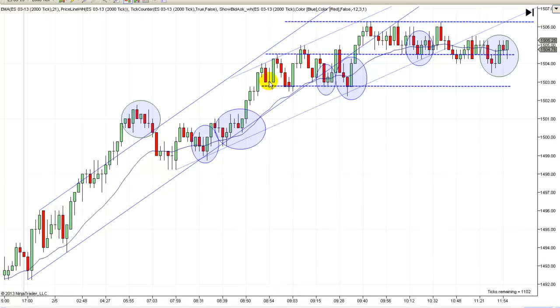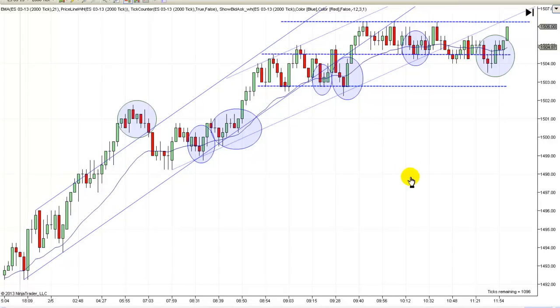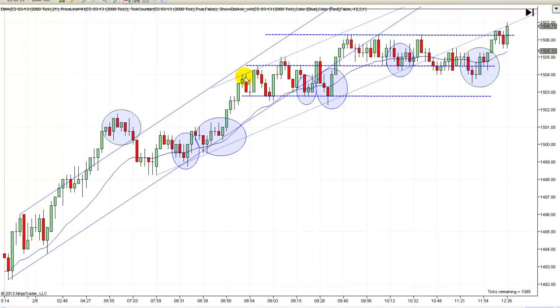You wouldn't want to exit here necessarily because of the overlap, but when we went higher and came back, then you want to think about exiting on the next bar, especially on this bar right here. Depending on where you entered, 4, 5, 6 points maybe if you got out. But once you went into this trading range, that's when I would be thinking about exiting.